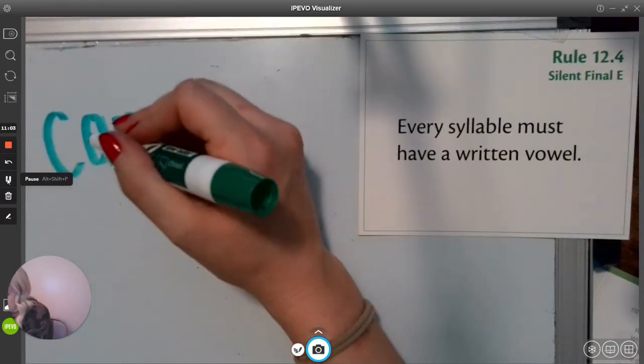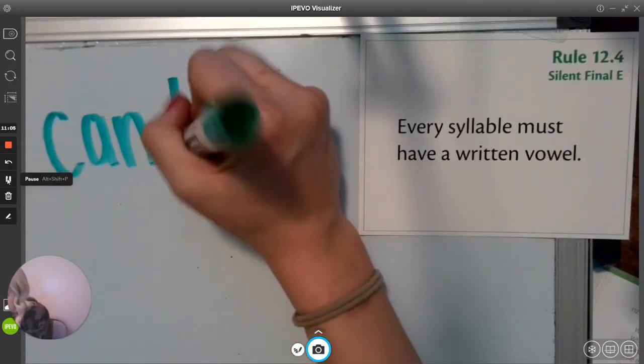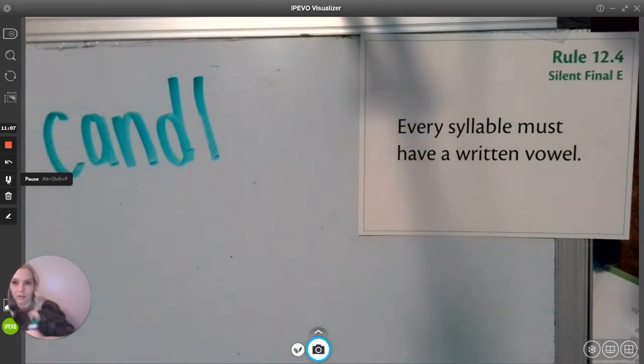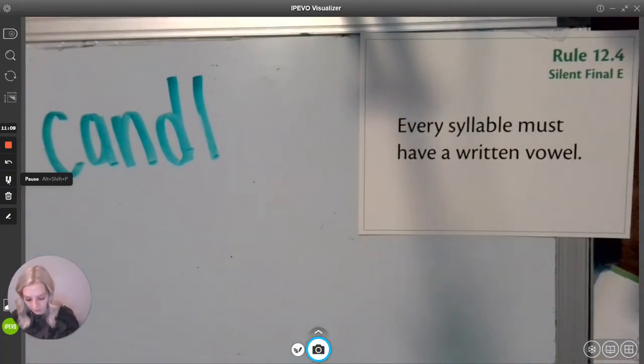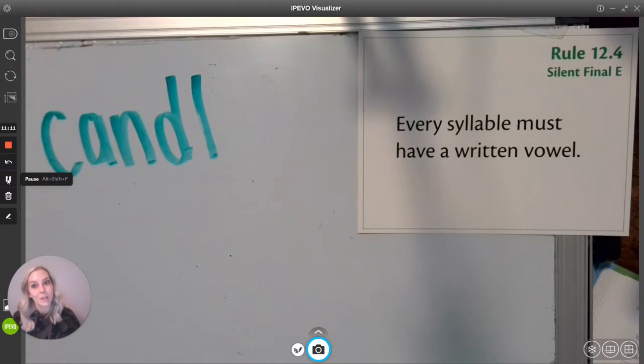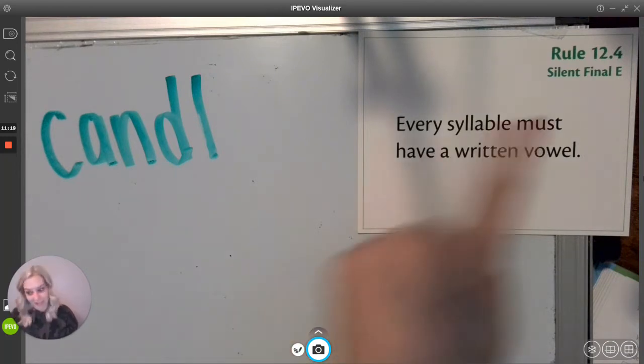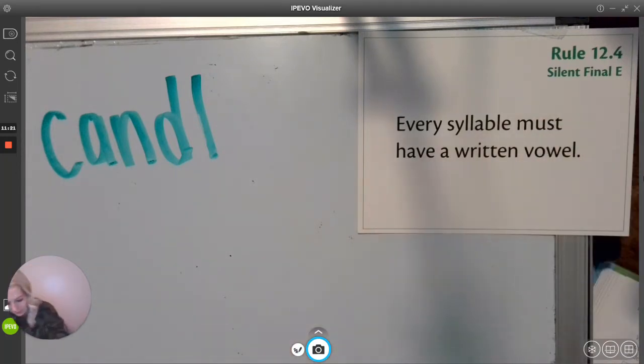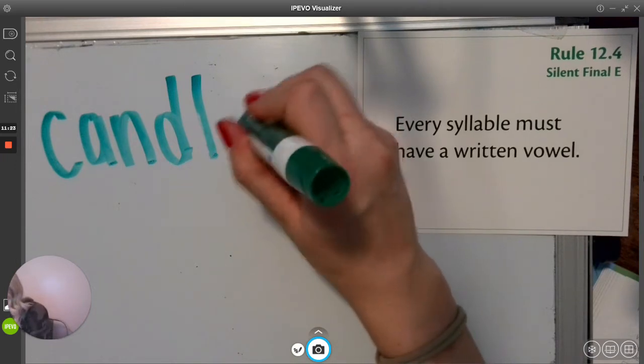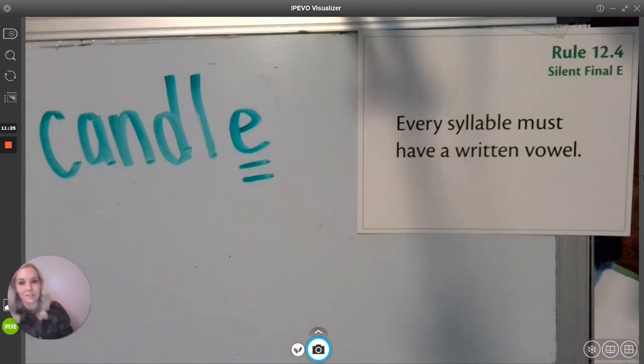K, a, n, d, o. Candle. All right, so looking at this word, what do you think we need to add? What do we have to add? Silent final E. Very good. Why do we have to add silent final E?